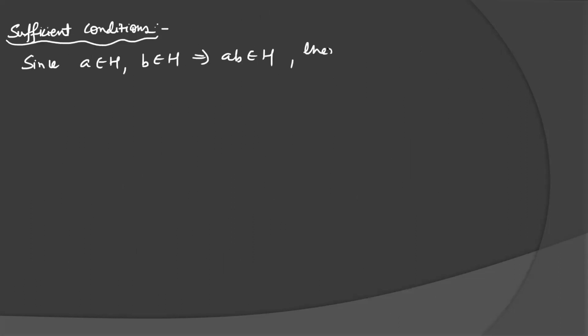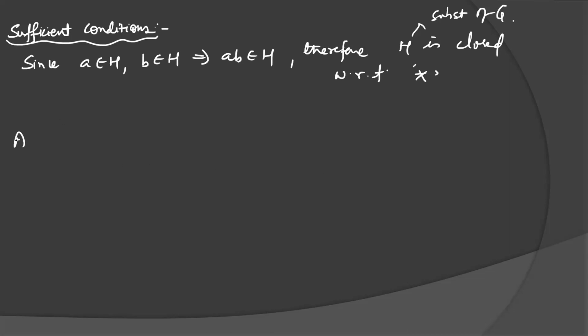Therefore, the closure property is given. H is closed with respect to multiplication. Here H is, I am taking, a subset of G. Okay, next, associativity.